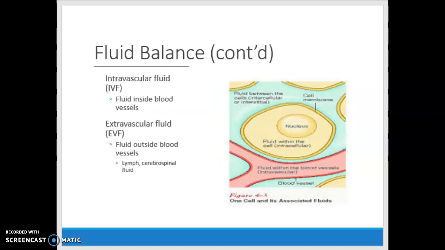So when we look at fluid balance, we're also looking at a division of location in terms of where it is: inside the vascular bed or outside the vascular bed. Intravascular fluid is that fluid that's inside the blood vessels. Extravascular fluid is that fluid outside the blood vessels, things like lymph or cerebrospinal fluid.